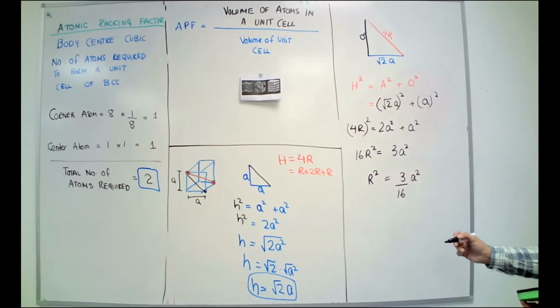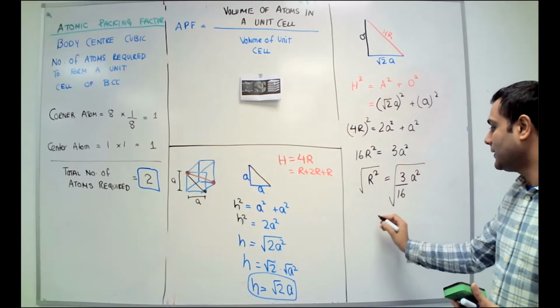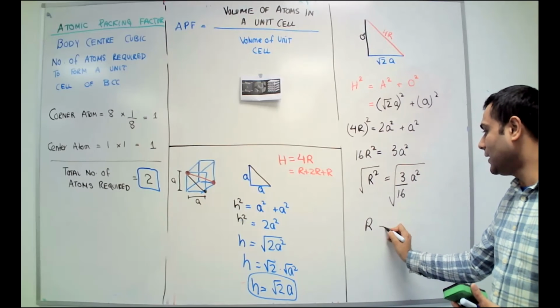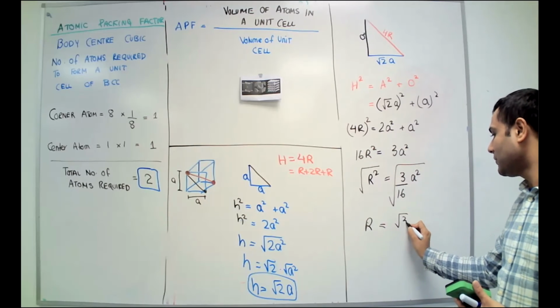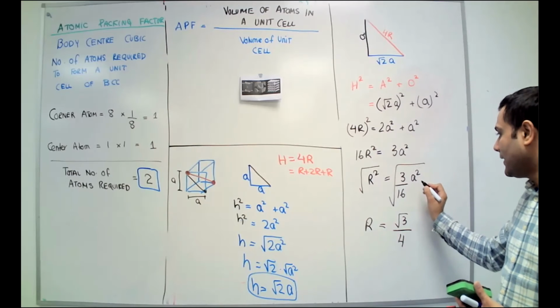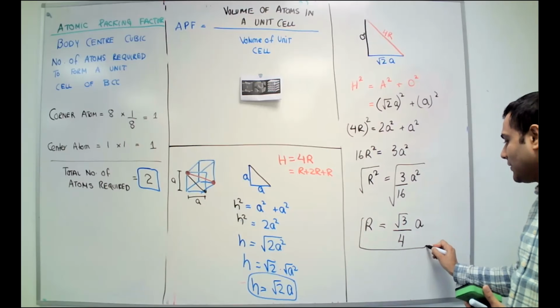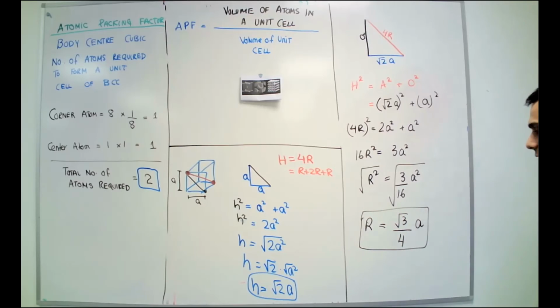Now I need to square root both sides. I need to square root this side and I need to square root this side. So that side is just going to be R. This side is going to be root 3. Square root of 16 is just a 4 and square root of A squared is just an A. So this is the relation between R and A. When we got this relation between R and A, we keep that one.